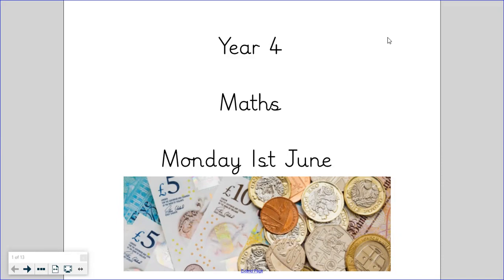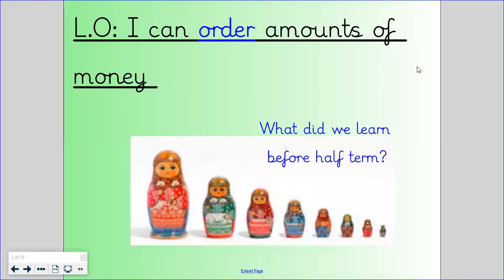So this week we are continuing our work on money, and today's lesson is a recap of what you did the last week of term 5 with Miss Fulford. So our LO is I can order amounts of money, but you will be using your skills that you learnt in terms of comparing amounts of money and converting between pounds and pence, and there's even some word problems for you to have a go at. So just pause for a moment and think about what you learnt before half term. What is this image on the screen? What does it represent? Think about that now.